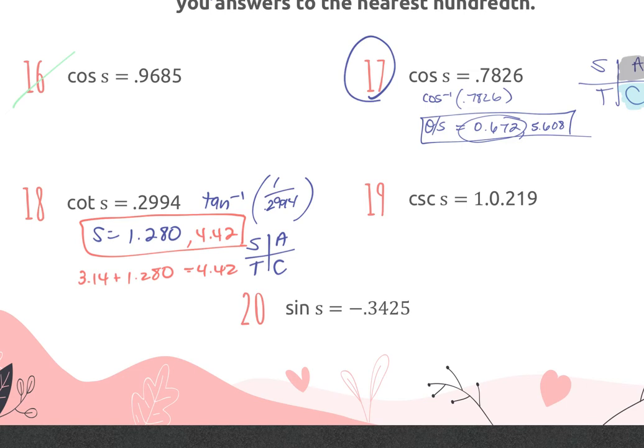Yep. How did you know not to subtract pi? So if it's in the third quadrant and we're using the angle to get the answer, that's when you're going to add it. Because it's got to be bigger. It's got to be bigger than 3.14.